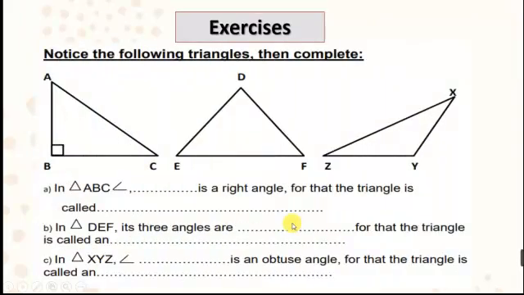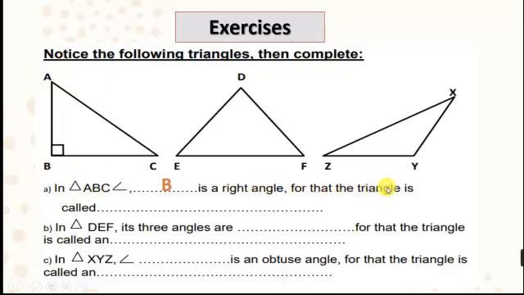If we have these three triangles, triangle ABC first, this sign means triangle, and we said that this sign is for the angle. Excellent. So in triangle ABC, which angle here is the right angle? A, B, or C? It's B. Excellent. So in triangle ABC, angle B is a right angle.